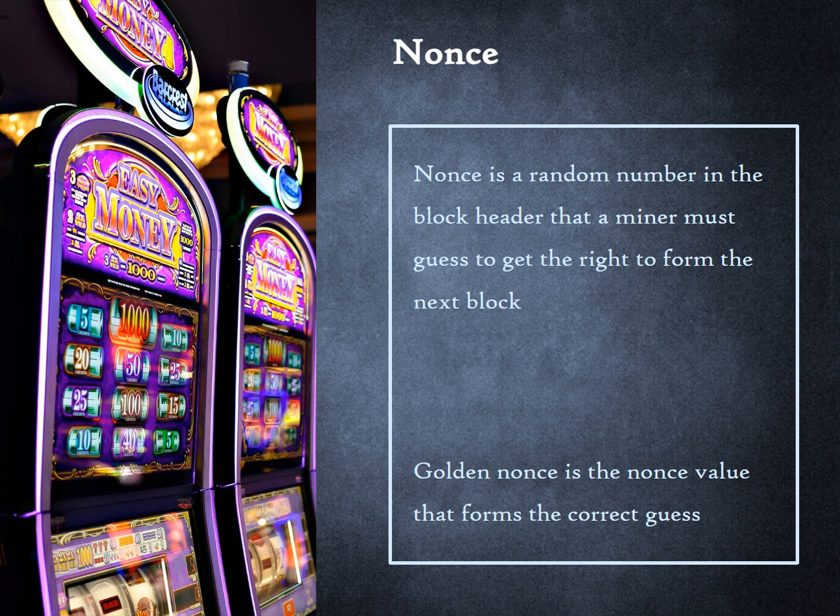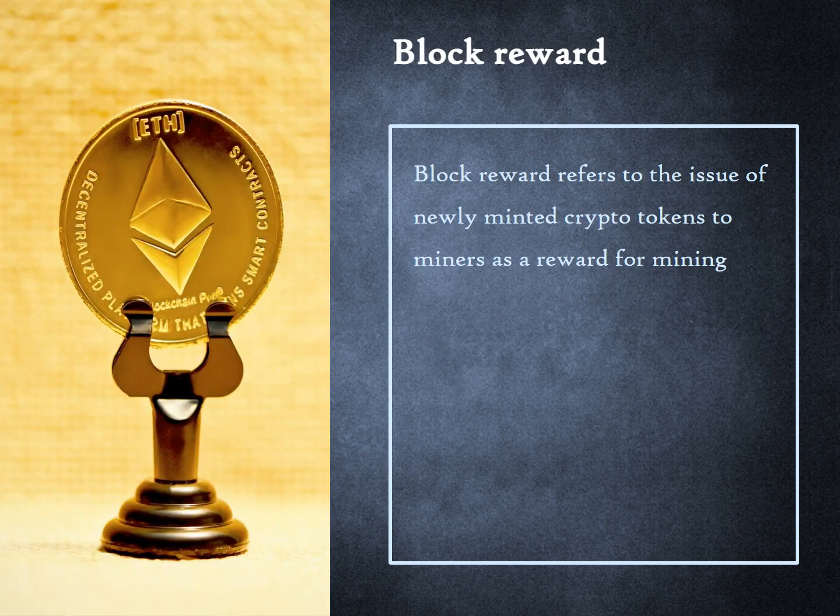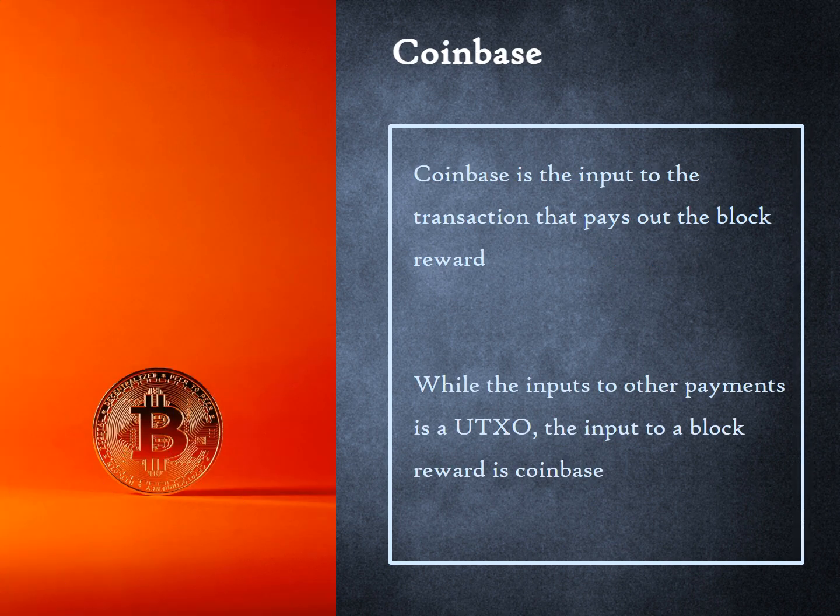Nonce is a random number in the block header that a miner must guess to get the right to form the next block. The correct guess is called the golden nonce. Mining pool refers to a group of people or entities who pool their computing power to guess the golden nonce and share the rewards of mining. Block reward refers to the issue of newly minted crypto tokens to miners as a reward for mining. Coinbase is the input to the transaction that pays out the block reward. While the inputs to other payments is a UTXO, the input to a block reward is Coinbase.